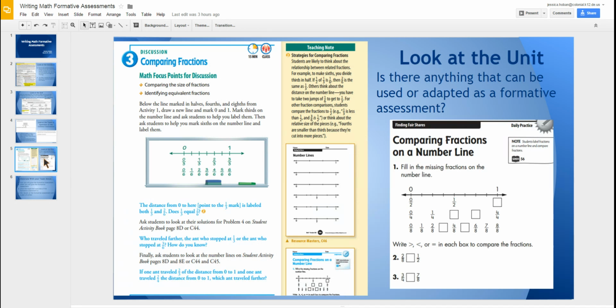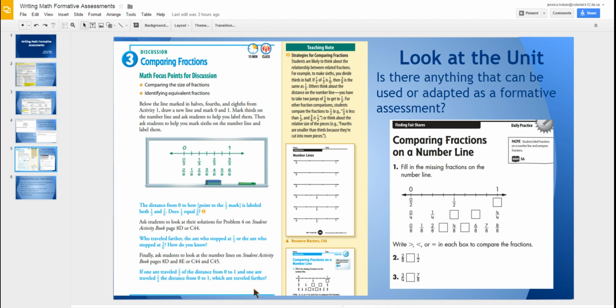So finally, the last thing, obviously, is to look within your unit. We don't have to recreate the wheel. A lot of times, these things are already included in our units. So this is from the third grade unit on fractions, and this is an additional Common Core lesson.